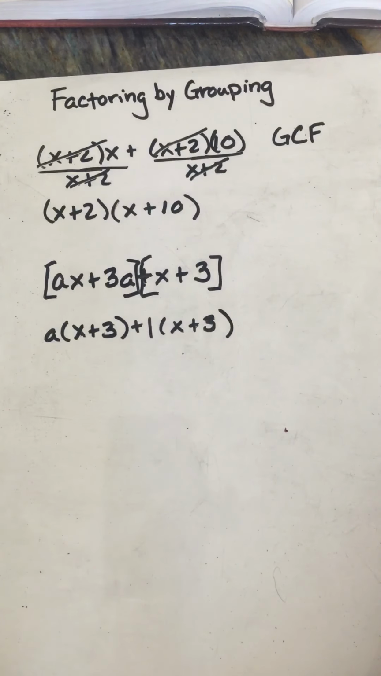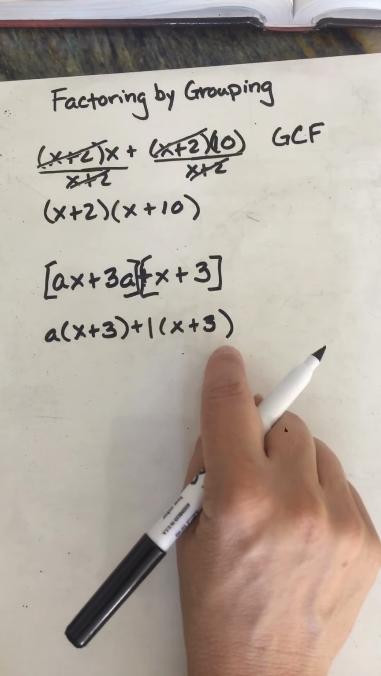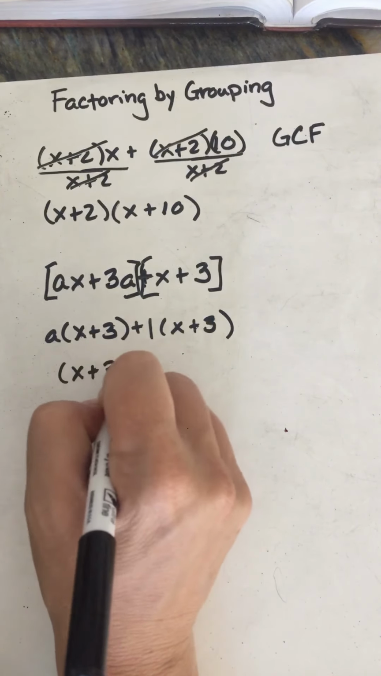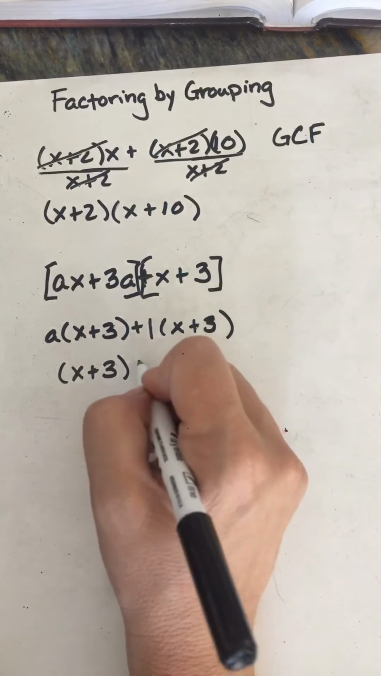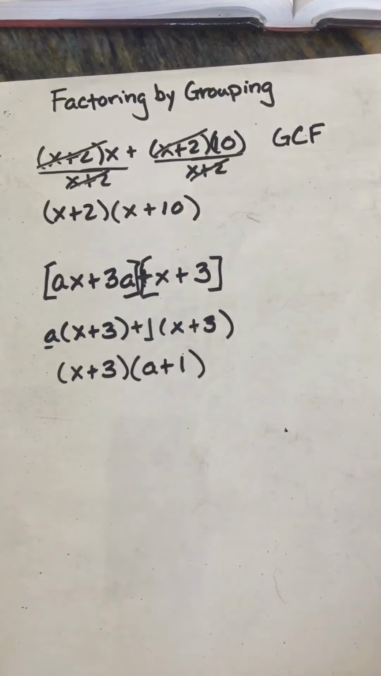Now let's look for GCFs again. We've got 2 terms. What is the greatest common factor of these 2 terms? It's x plus 3. And when we divide out the x plus 3, we have an a plus 1 quotient. And that's how that works.